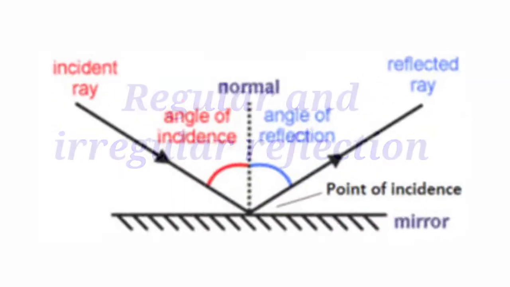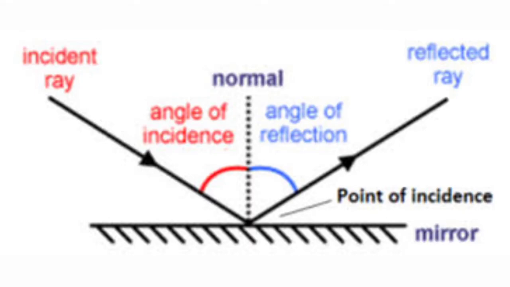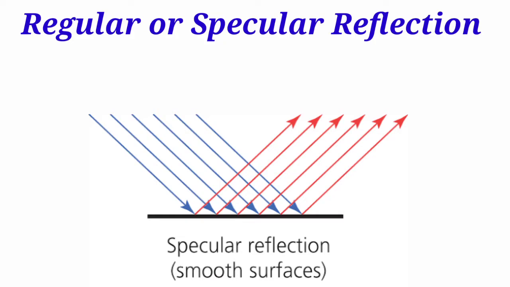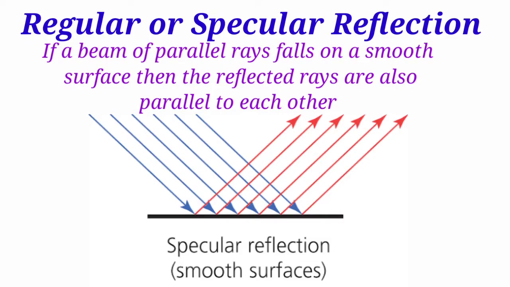First we understand, children, regular and irregular reflection. In the previous video we understood what is reflection and what is the law of reflection. So let's understand regular reflection. Regular reflection is also called specular reflection. When a beam of parallel rays falls on a smooth surface, like a plane mirror, then the reflected rays are also parallel to each other, and this kind of reflection is called regular or specular reflection.